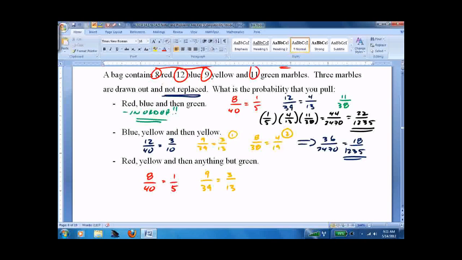Now I've taken one red and I've taken one yellow, so there's 7 plus 8, and there's still 12 blue. So that's 27 not green. We're down to 38 of these. That's it. Multiply them all up.